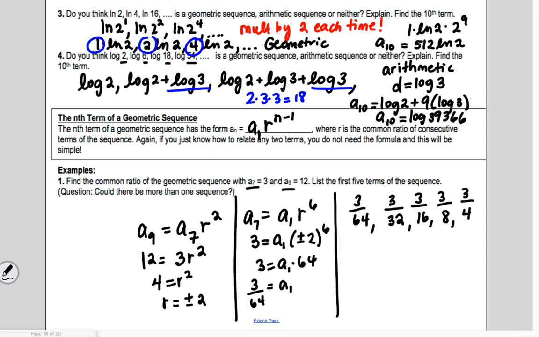That's one possible sequence. But we could also have negative 3 over 32, right? So I could have plus or minus there and plus or minus there. Not on all of them, just on every even number term. Make sense? Okay. Tricky?